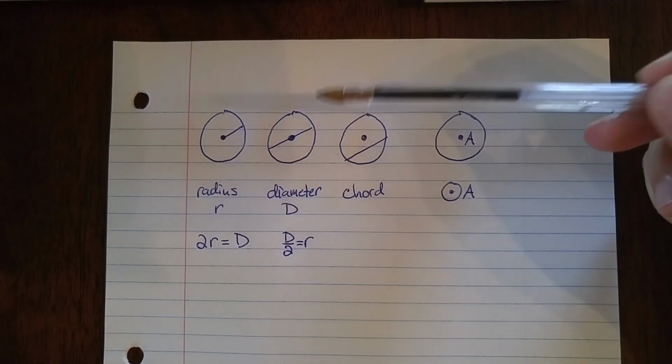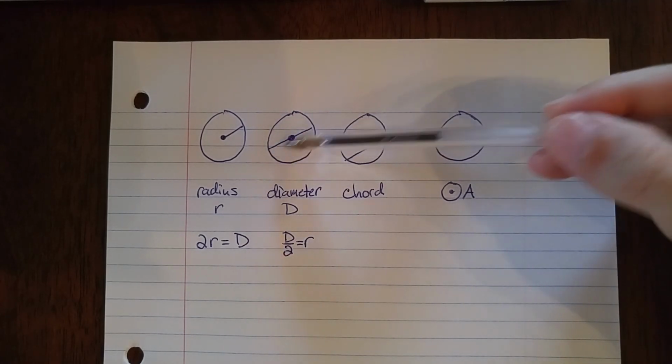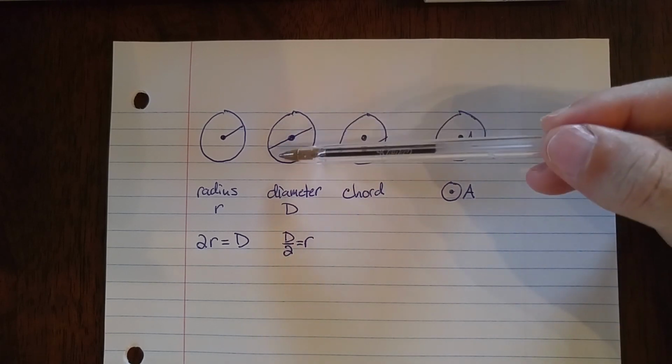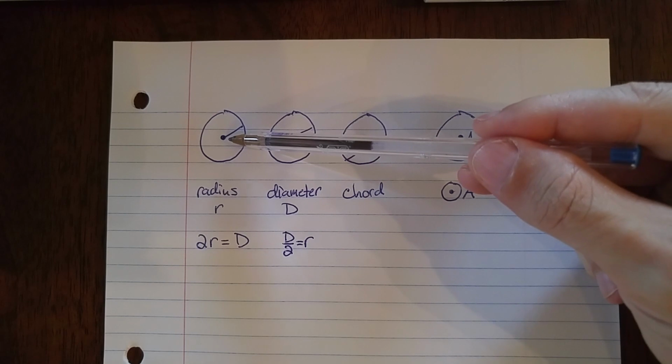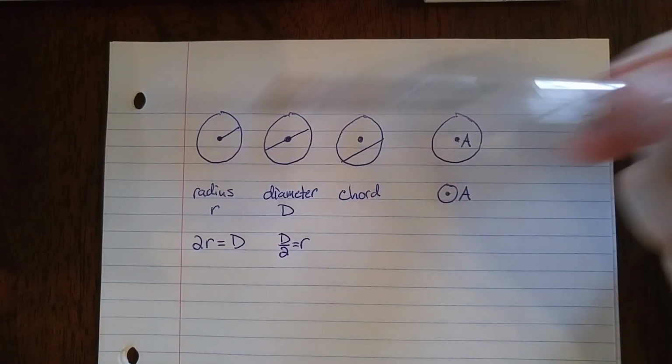The other thing is in any circle, all diameters are the same. So if this diameter was 10 meters and I drew another one here, it would also be 10 meters. If I drew one like that, 10 meters, and so forth. If this radius was 3 inches, this radius would be 3 inches, so would that, and so forth.